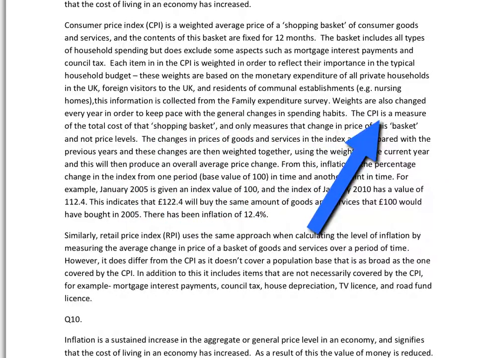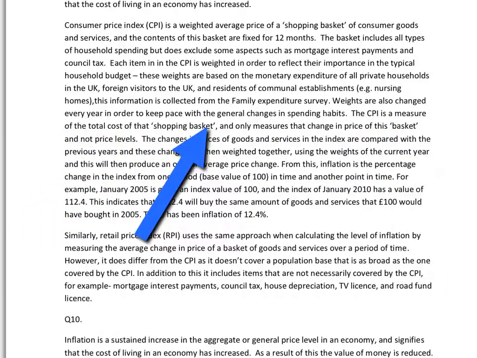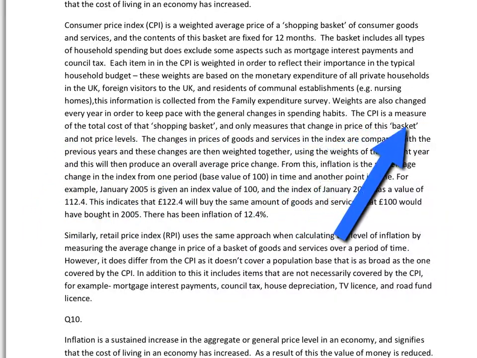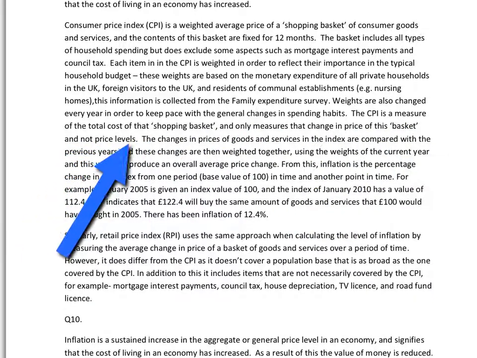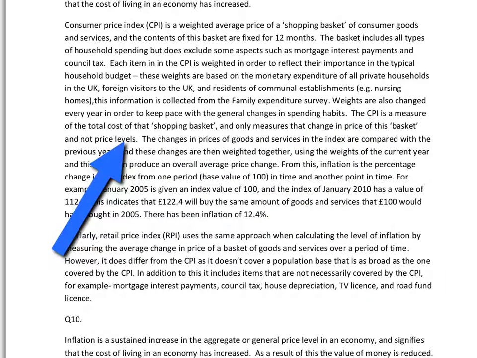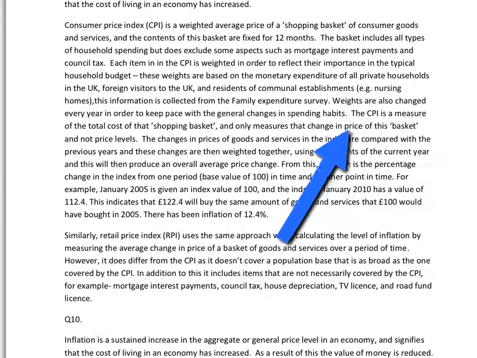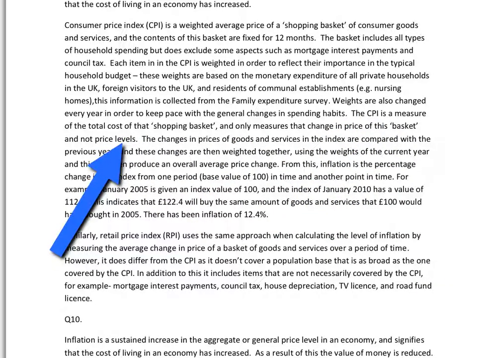Wasn't quite sure about this sentence. The CPI is a measure of the total cost of that shopping basket and only measures that change in price of this basket and not price levels. Well, the whole point of the CPI is to get an approximation of the change in the overall price level by looking at a basket of goods. So not quite sure what point that particular sentence there was trying to make.